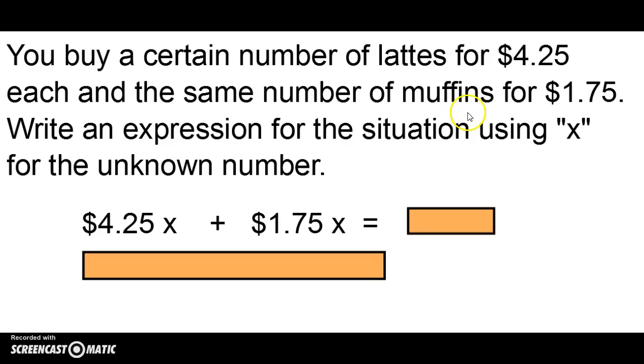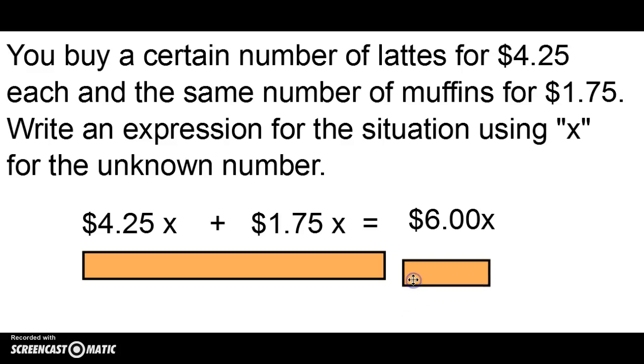If you happen to buy fewer muffins than lattes, you'd have to use a new variable like y. Anyway, when you combine, combine just like you would any other like terms. Together that's $6x, and then we'll know how much depending on how many people order the lattes and muffins.